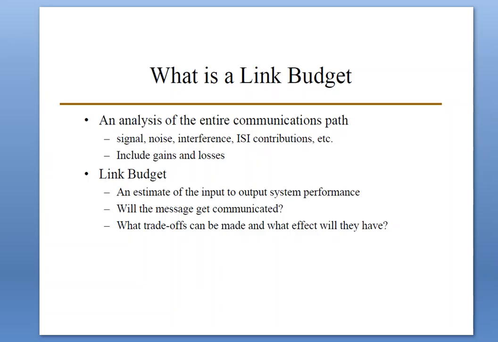The primary purpose of a link analysis is to determine the actual system operating point and establish that the error probability associated with that point is less than or equal to the requirement. Once again, the purpose of link analysis is to determine the actual system operating point and establish that the error probability associated with that point is less than or equal to the requirement. That is the main point in the link analysis.